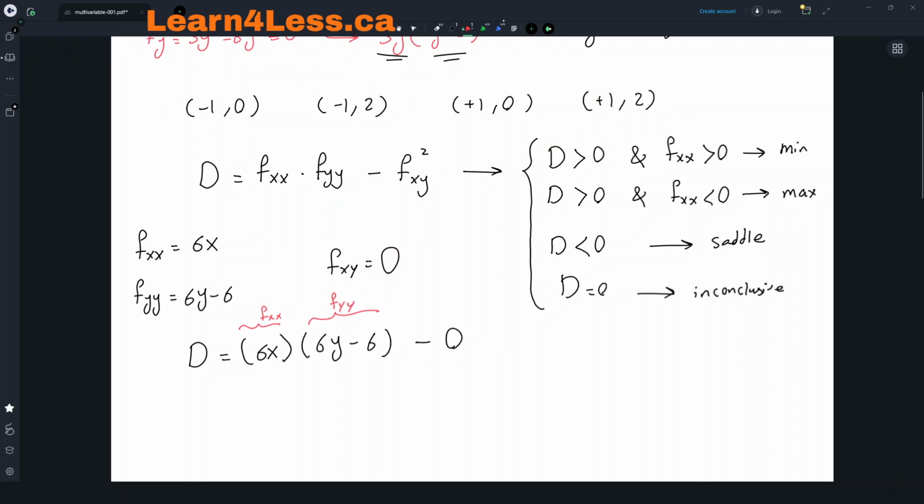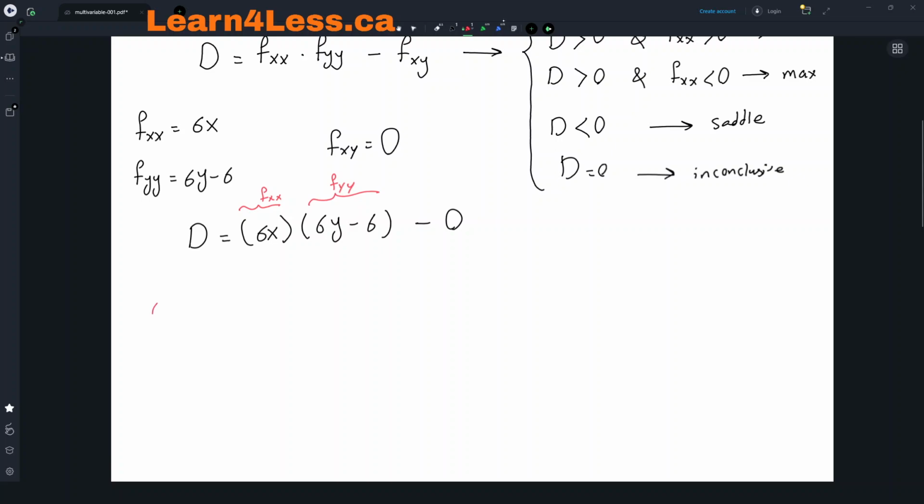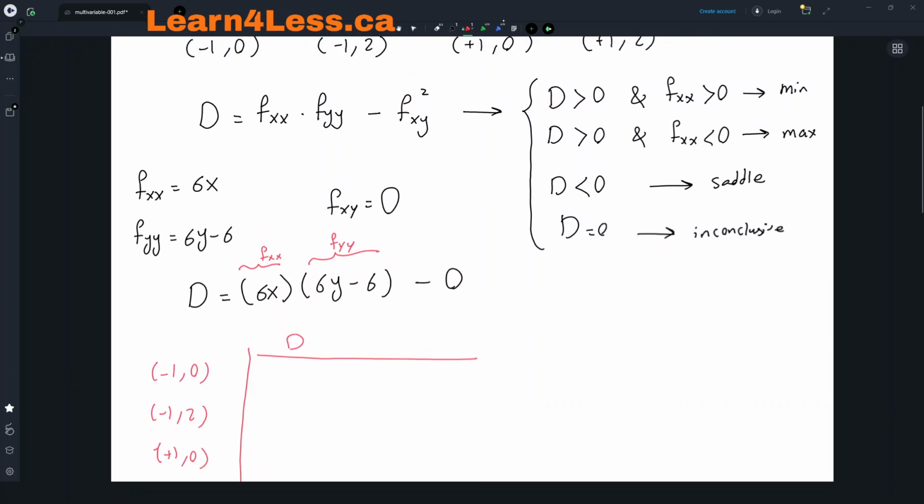So what I do, I just create a table here. The points are (-1, 0), (-1, 2), (+1, 0), and (+1, 2). And I find the discriminant for all of them here. The discriminant is 6x times (6y minus 6). And what we care about at this point is whether it is positive or negative.